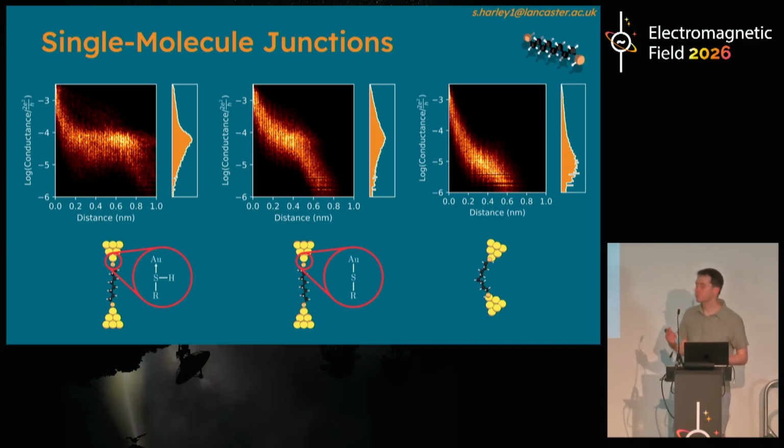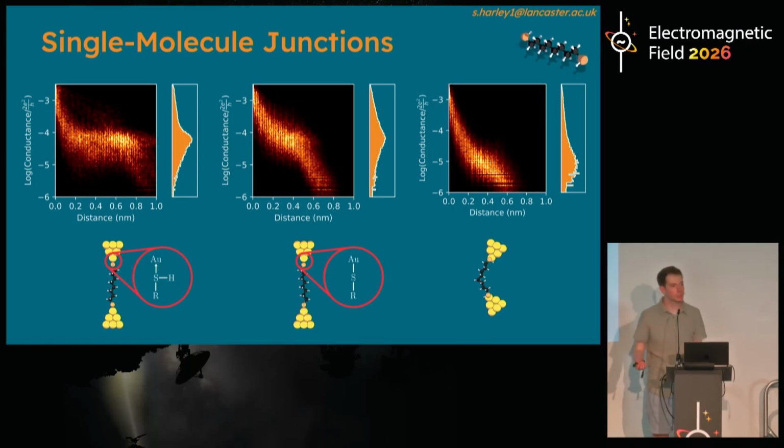And that means that if, for example, for a future device, we would want just this type of binding, we can now go back and modify our deposition methods or our molecular design, and we can do this experiment again and see if the proportion of this group has increased in our data set. So we now have a pathway towards iterating towards practical, consistent devices.